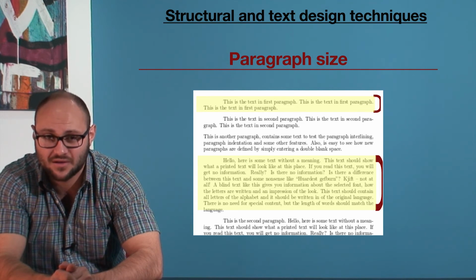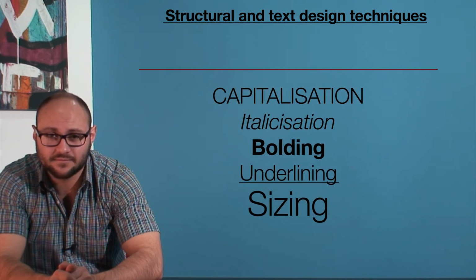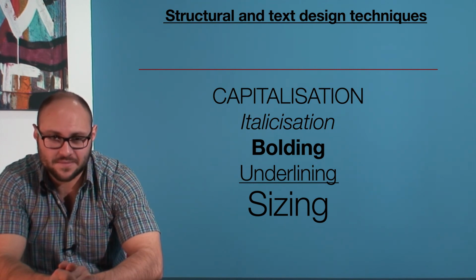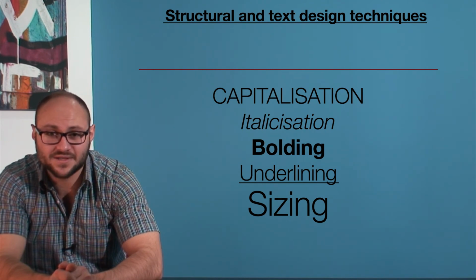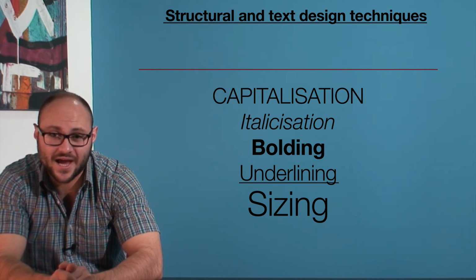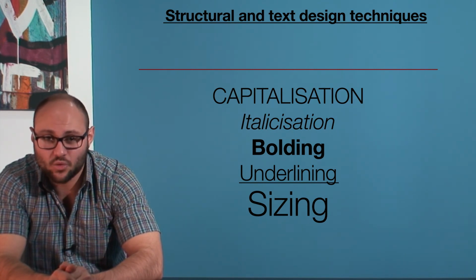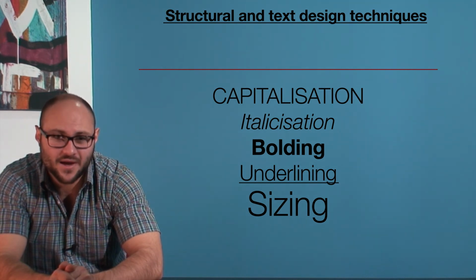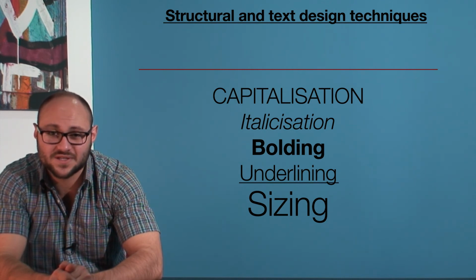Let's speak briefly about what effects can be put on the text itself, like capitalization, italicization, bolding, underlining, or sizing. One obvious effect of some of these techniques is to draw attention to a particular word or phrase. Another is that changing the way a word is written changes how we read it. Capitalization might make it sound as if it is shouted, while italicization can be a sign of verbal emphasis or sarcasm.